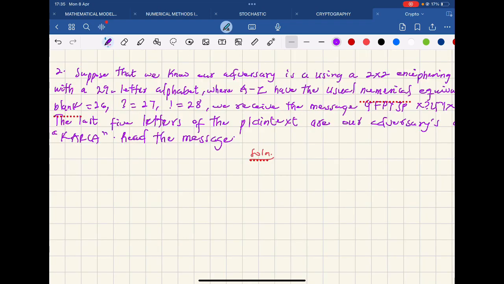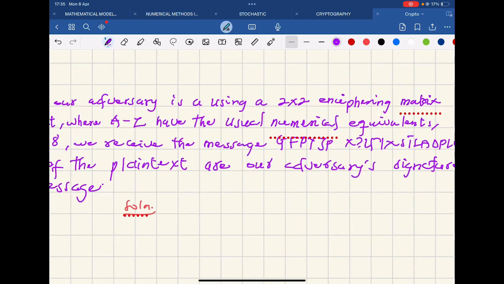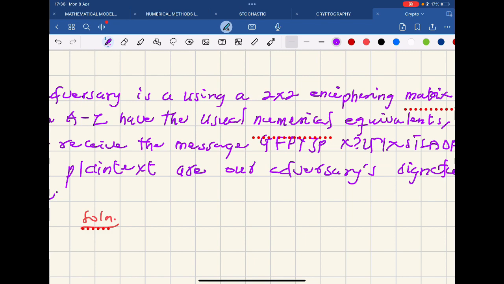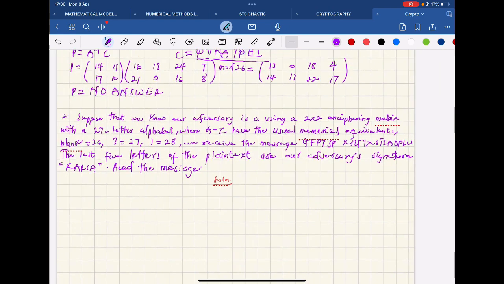Okay, so for the second question, it goes this way. Suppose that we know our adversary is using a 2x2 encipher matrix with a 29-letter alphabet, where A to Z have the usual numerical equivalents that we know. Blank is 26, question mark is 27, and exclamation mark is 28. We receive the message GFPYJP space X question mark UYXSTLADPLW. So that is our cipher text.